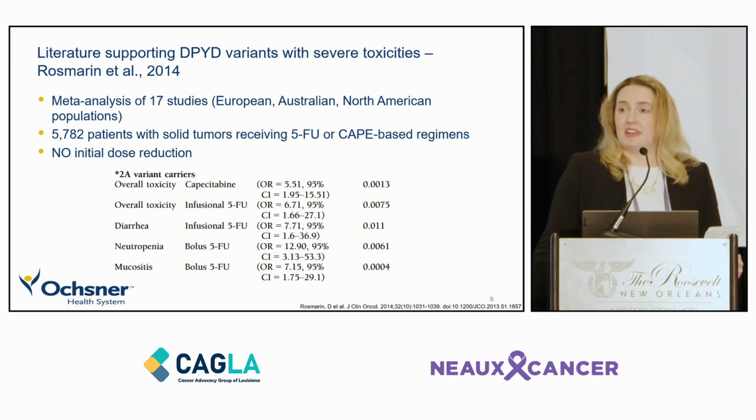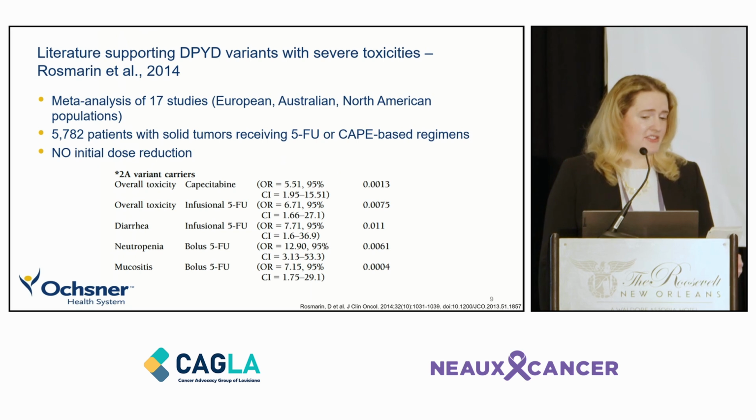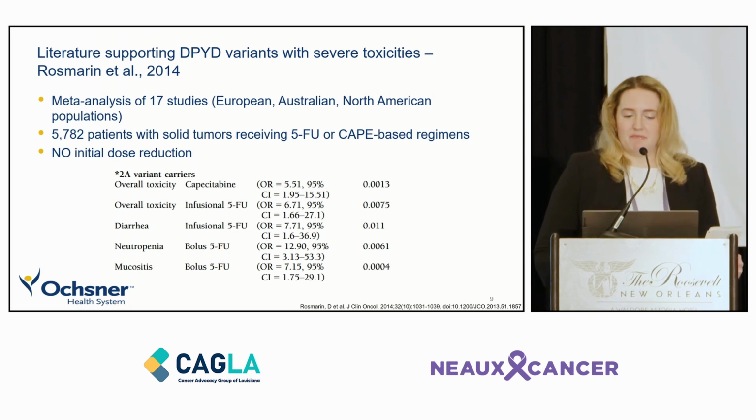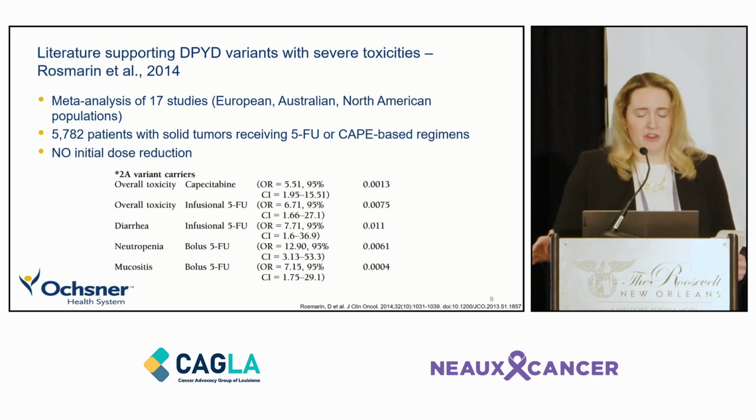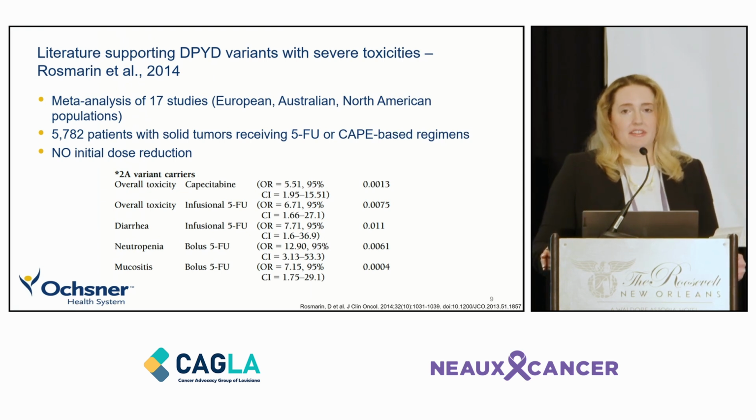So this one, again, is similar, also a meta-analysis. It did include a few more population groups than our last study, so we now have some Australian and North American populations, same demographics, patients receiving fluoropyrimidines. And again, without a dose reduction, we see these odds ratios, these statistics of toxicities with both fluorouracil and capecitabine, whether it's an oral agent, an infused, or a bolus. Across the board, we see significantly higher toxicities, up to 5 to even 12 times in some cases.